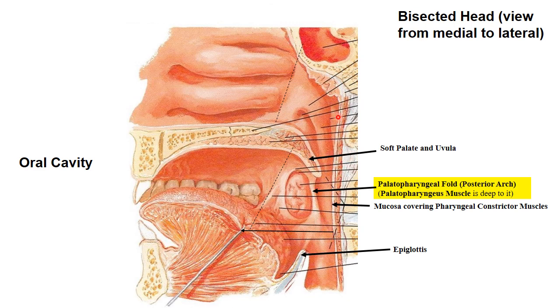Okay, and just like with the salpingo-pharyngeal fold, that fold exists for a reason. There is actually muscle deep to that, and the name of the muscle that's deep to the palatal pharyngeal fold is the palatal pharyngeus muscle. There's a tiny little muscle inside there creating that fold.